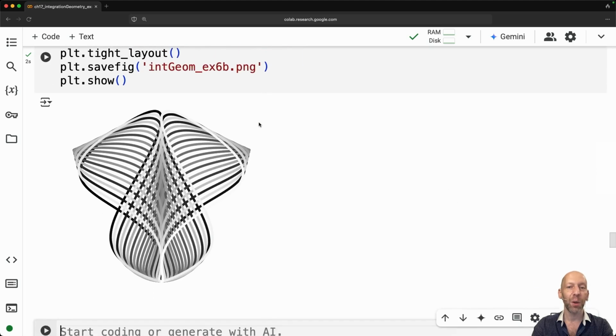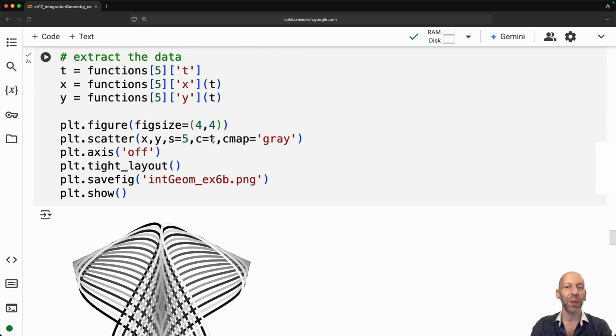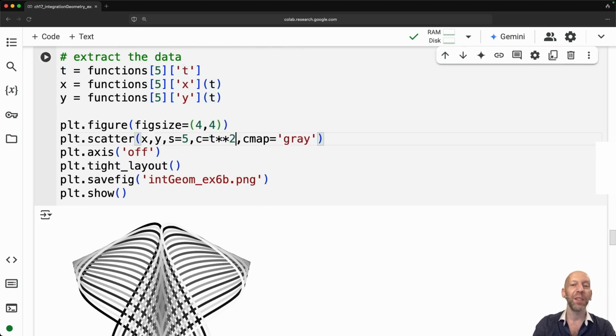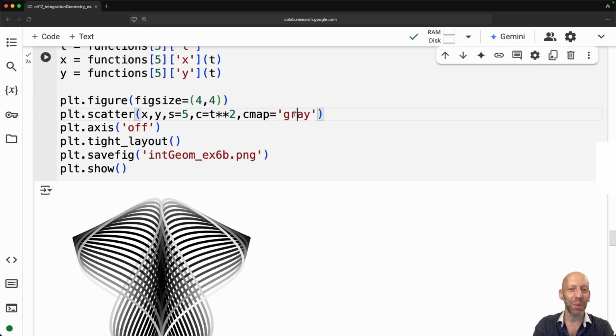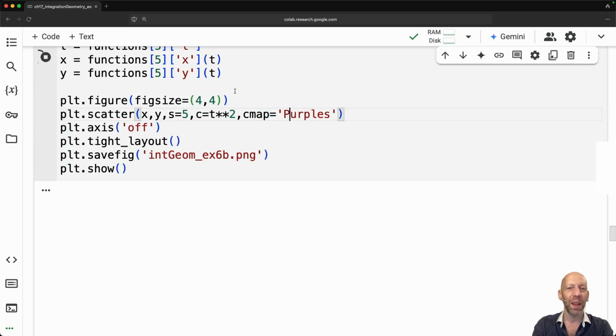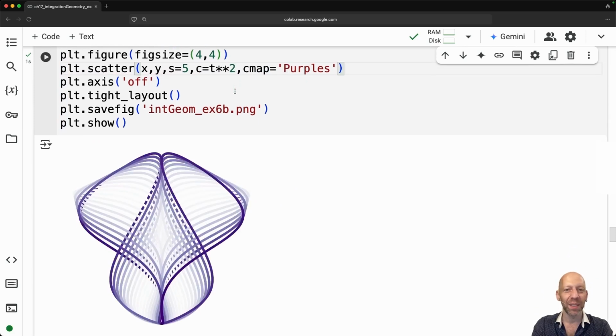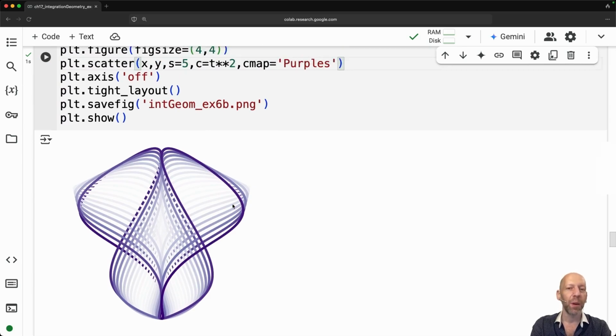So once you have this code, I encourage you to spend some time playing around with this. You know, maybe you want to make this, I don't know, how about t squared, just to give another option. You can set the color map to be purples. I think that's it, or maybe it's uppercase. I don't actually remember all of these color maps. Okay, yeah, this one also looks pretty nice, and so on.